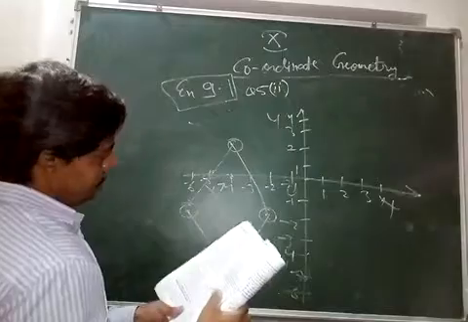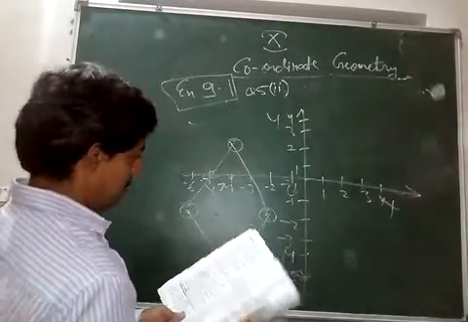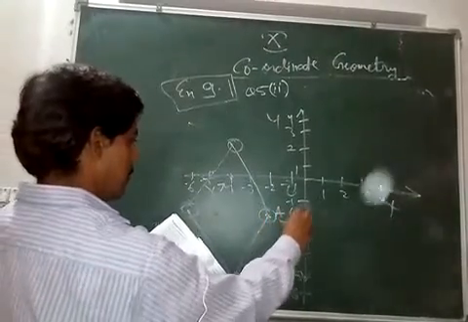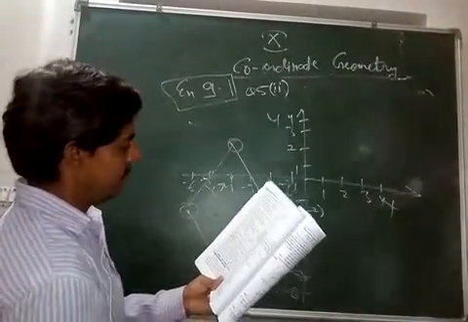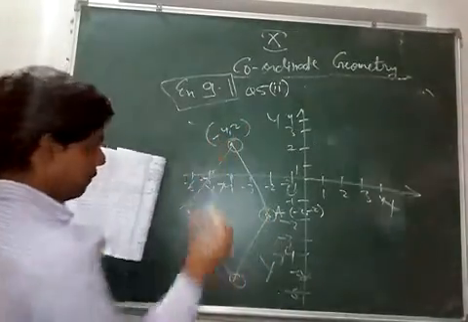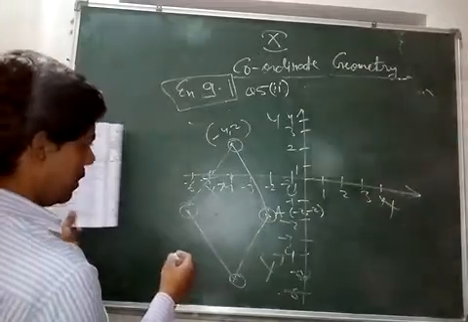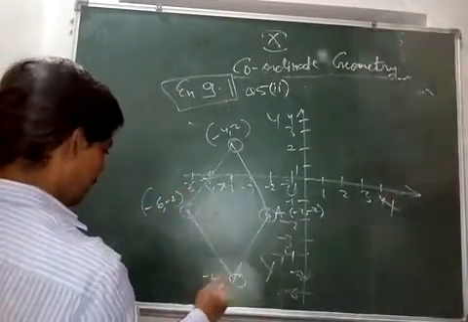Okay, so let me write the points one more time. The first point was -2, -2, which is this one. Let this point be -2, -2. Then the second point is -4, 2, this one. The third point is -6, -2, this one. The fourth point is -4, -6.